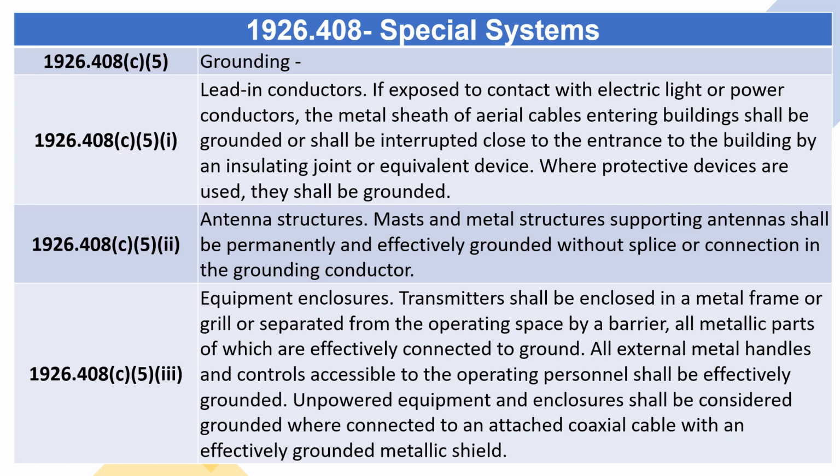1926.408(c)(5)(3), Equipment enclosures. Transmitters shall be enclosed in a metal frame or grill or separated from the operating space by a barrier, all metallic parts of which are effectively connected to ground. All external metal handles and controls accessible to the operating personnel shall be effectively grounded. Unpowered equipment and enclosures shall be considered grounded where connected to an attached coaxial cable with an effectively grounded metallic shield.